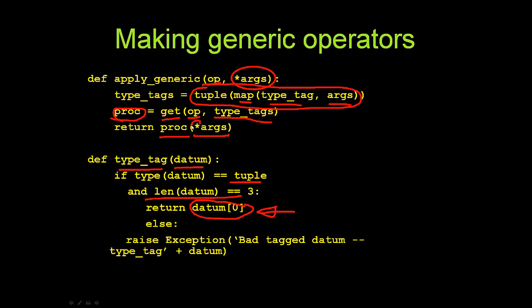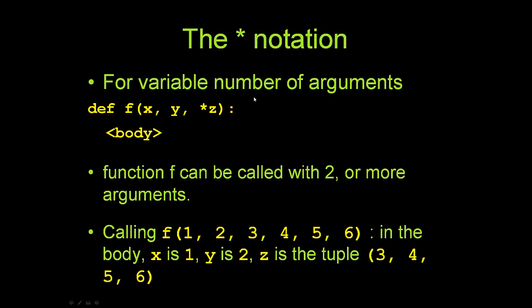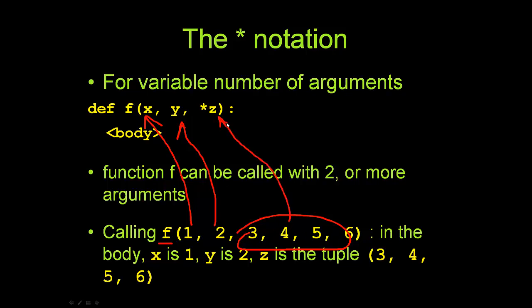Now, interestingly, there's this star thing here, and we'll talk about that. The star notation allows you to take care of functions with a variable number of arguments. For example, if you define f(x, y, *z) with some body, this function f can be called with 2 or more arguments. Now, if you call function f with 1, 2, 3, 4, 5, 6, then 1 gets mapped to x, 2 gets mapped to y, and everything else is put in a tuple and gets mapped to z. That's what it means. So star means that I'll take whatever is coming after.